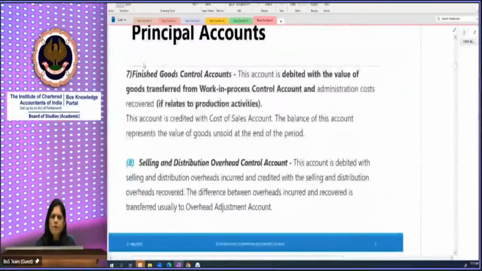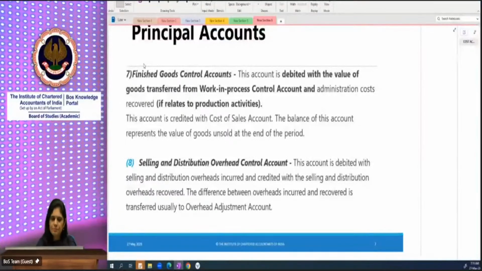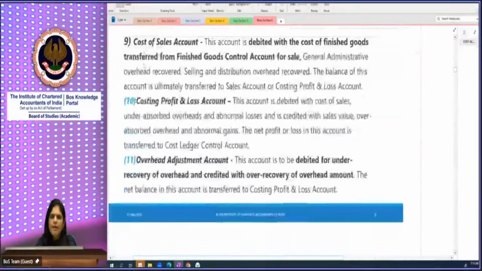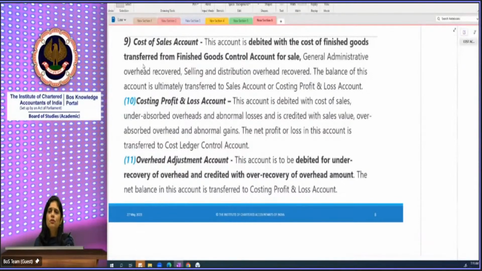Moving further, we have finished goods control account. So from WIP, that is work in process, we move to the finished goods control account. And then finished goods will take you to the sales. Selling and distribution overhead is the third category of overhead. So again, it is incurred and then it is absorbed under some basis. Then we have cost of sales. So WIP, finished goods, and then cost of sales. And of course, costing profit or loss account. Everything culminates into profit or loss account.